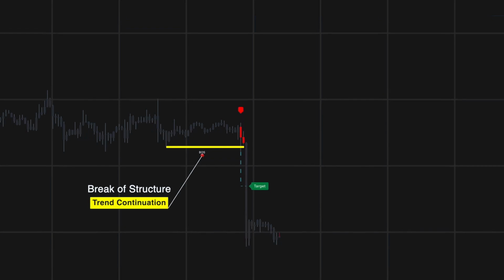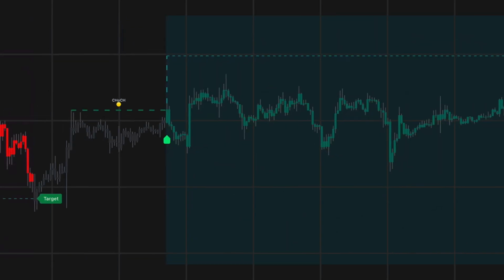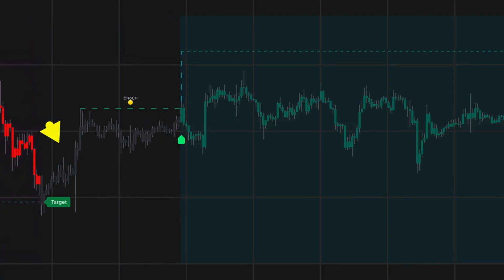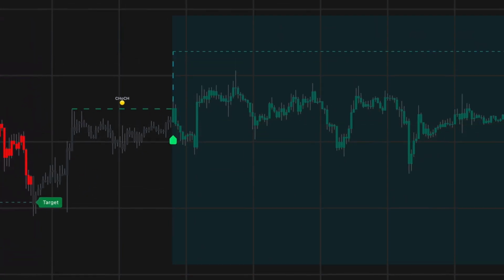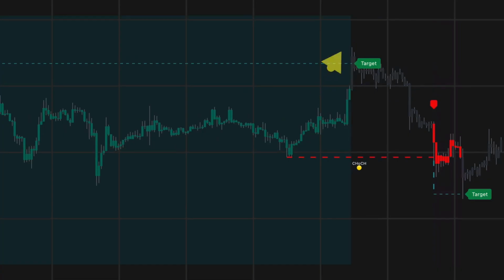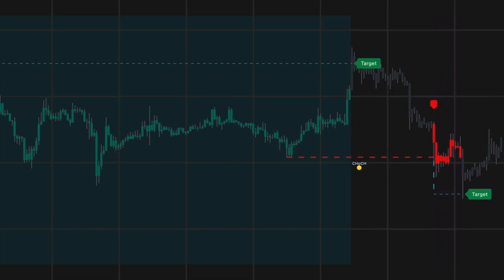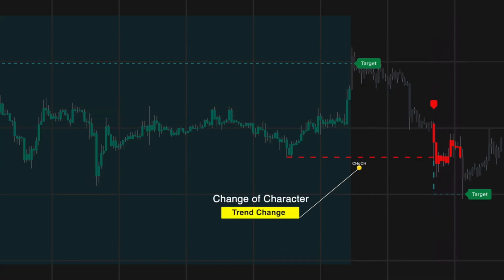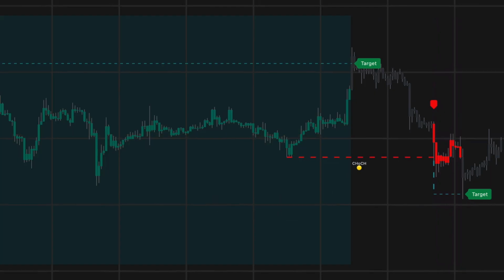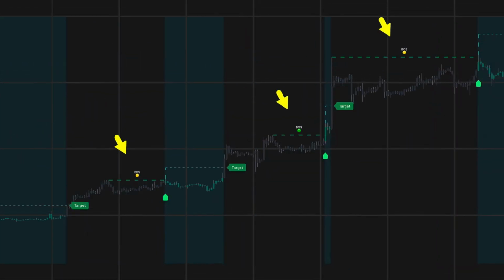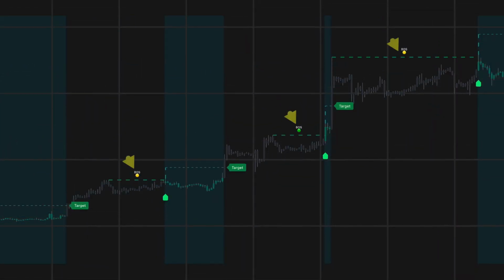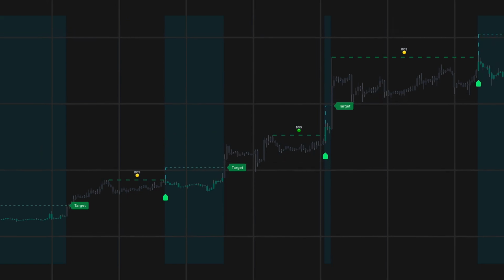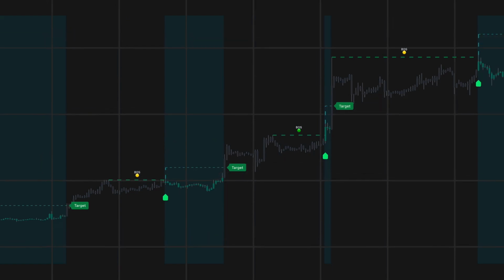Some might argue that these two types of signals have different accuracy. This might be true. You see, a change of character is where the market trend switches from bullish to bearish or vice versa. This often occurs in a ranging market. Big players struggle to decide whether to increase or decrease the price. Hence, if you see a change in the character label, you should be more cautious about opening a trade. On the other hand, a break of structure label is an indication of a continuation trend that has already been established. This type of entry is safer.